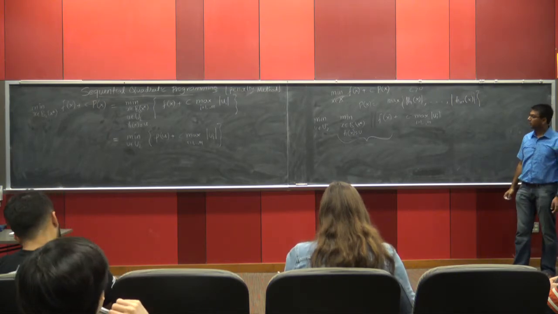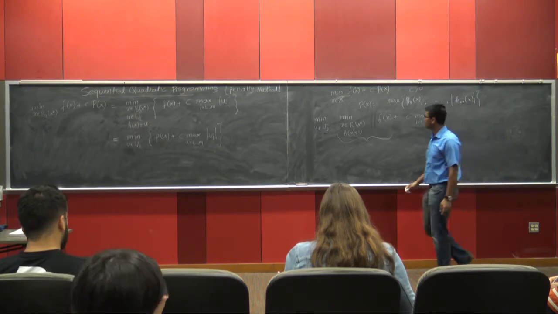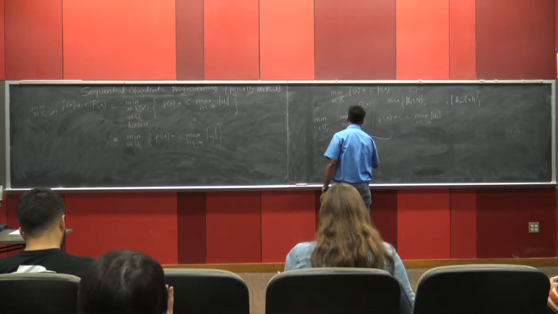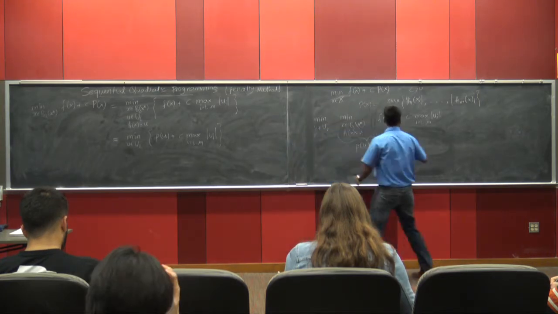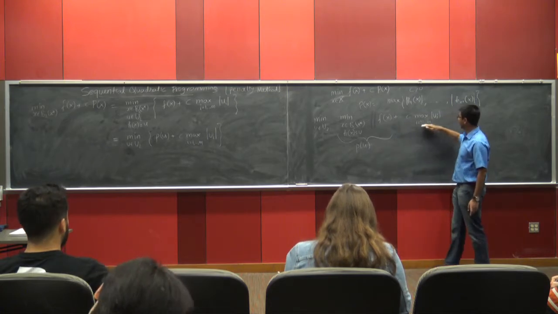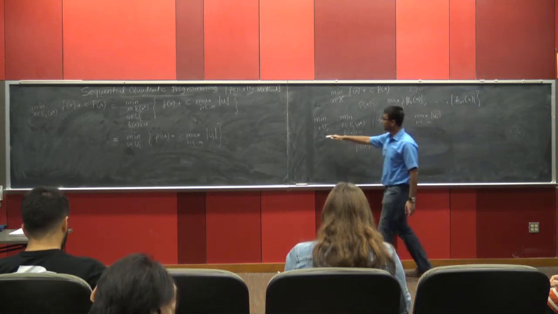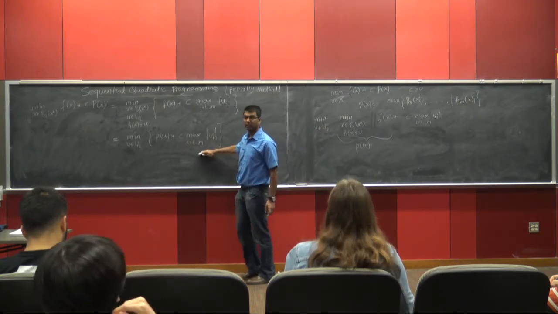Okay? And what is this equal to? P of u. Okay, this is equal to P of u by definition. So all I'm doing is P of u plus c max of absolute value of ui, minimization over u in u epsilon. That's what this function is.